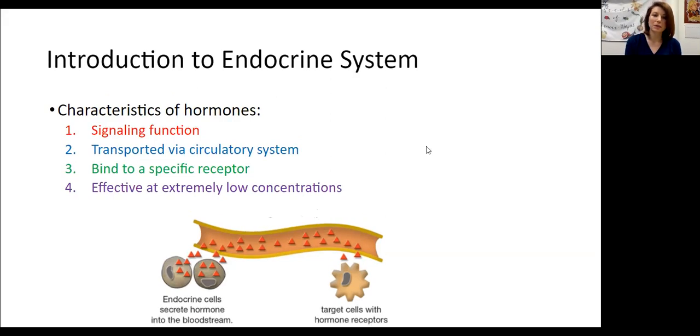So it's going to be transported via the circulatory system, and it's going to bind to a really specific receptor that's going to be found on the organ that it's targeting. So just like our neurotransmitters, you have to have a really specific shape in order to fit within that receptor. And it doesn't take much. The body only needs to produce a really small amount of hormones to ultimately have an effect on that target organ.